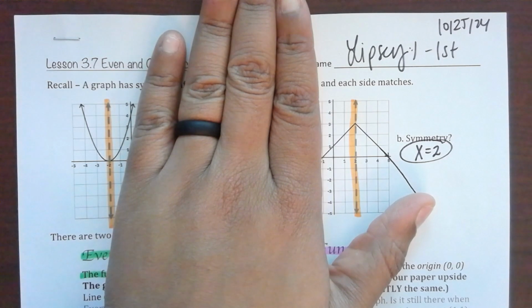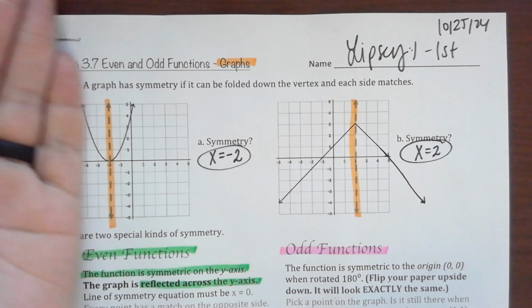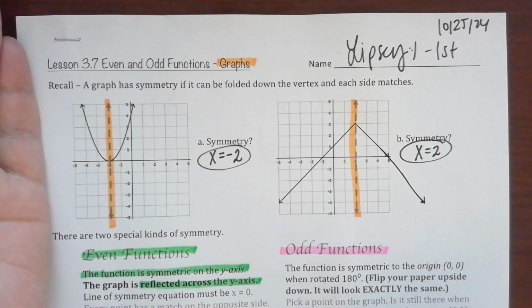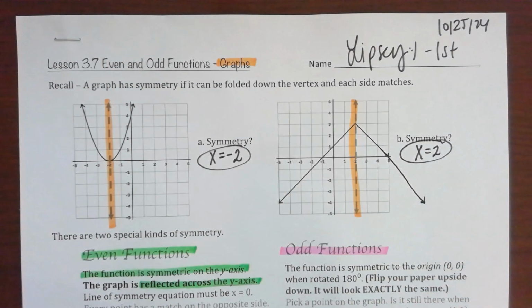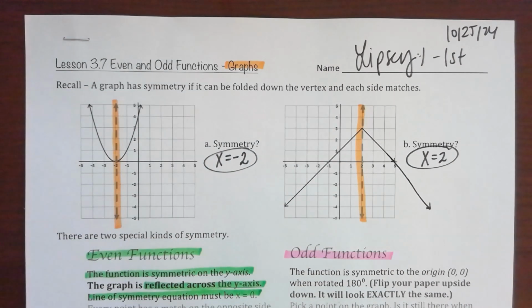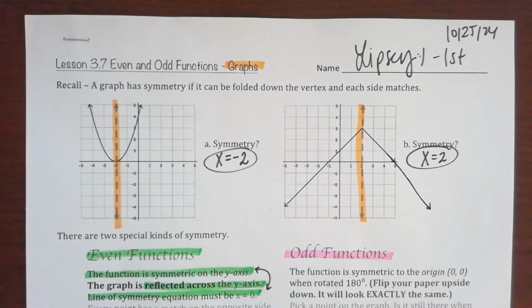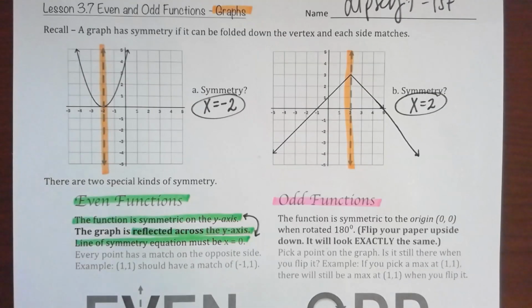So, looking at this. If I were to flip it, it should land on this side when I move my hand. Does that make sense? So, the line of symmetry must always be x equals 0. That is the y-axis. These two things are the same. The y-axis is the name, but x equals 0 is the equation.